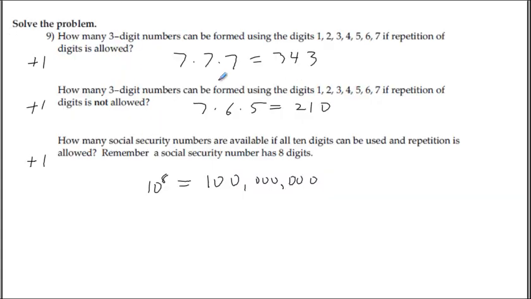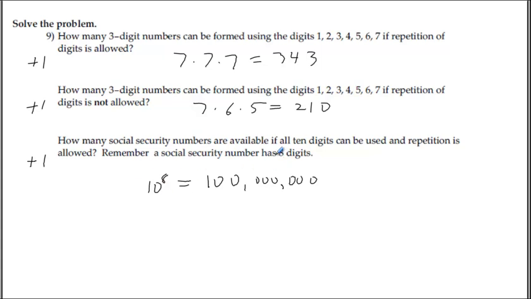Number 9, how many numbers with 3 digits, and there's 7, so it's 7 times 7 times 7, 343. If you do not allow repeating, that means there's 7 for the first one, but only 6, and then 5, so it's 210 if repetition is not allowed. And this third one here is actually a screw up.